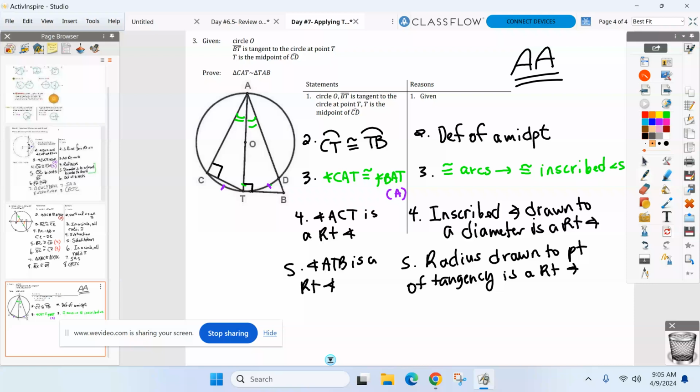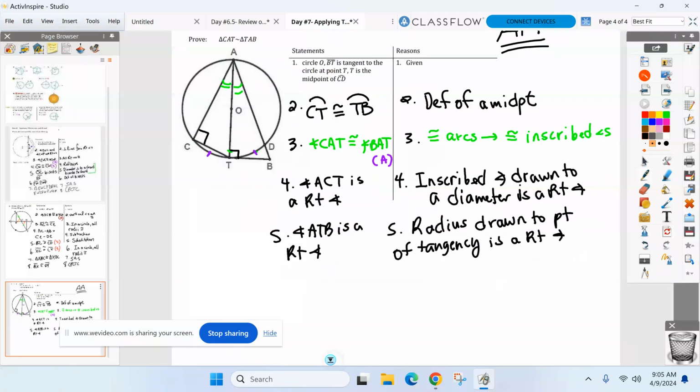So two different reasons how I got the right angles. And now you guys can finish it up. What do I still need to say? Right angles are congruent, and then you can say angle. And then get going on the assignment. Just make sure you wrote they were similar and not congruent in your statements.